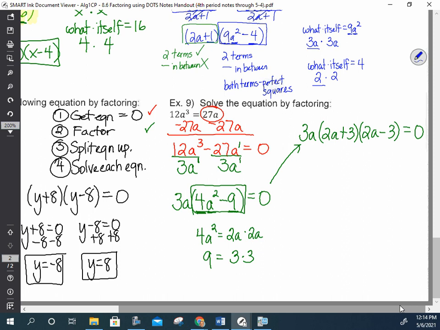All right, so let's keep the problem going. Split the equation up. So you have 3 parts. So 3a equals 0. 2a plus 3 equals 0. 2a minus 3 equals 0. That's all splitting it up is. Say each part equal to 0.